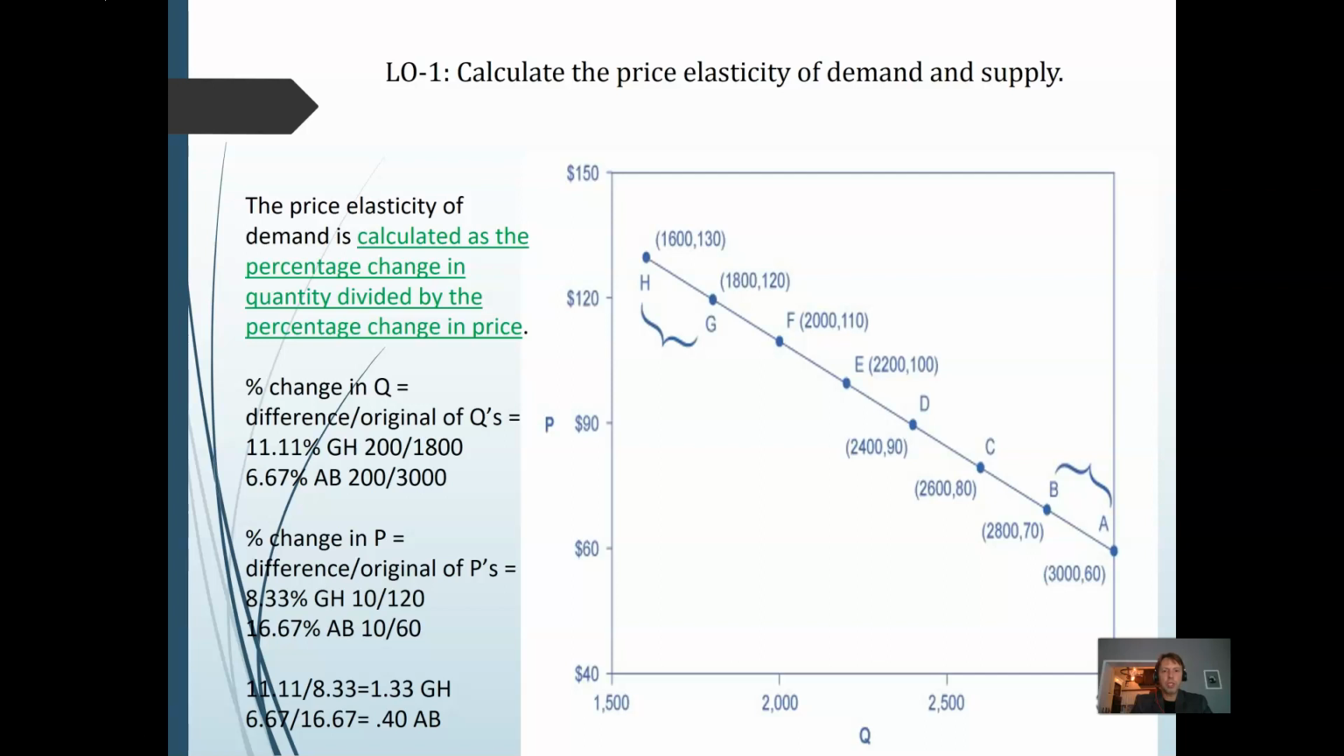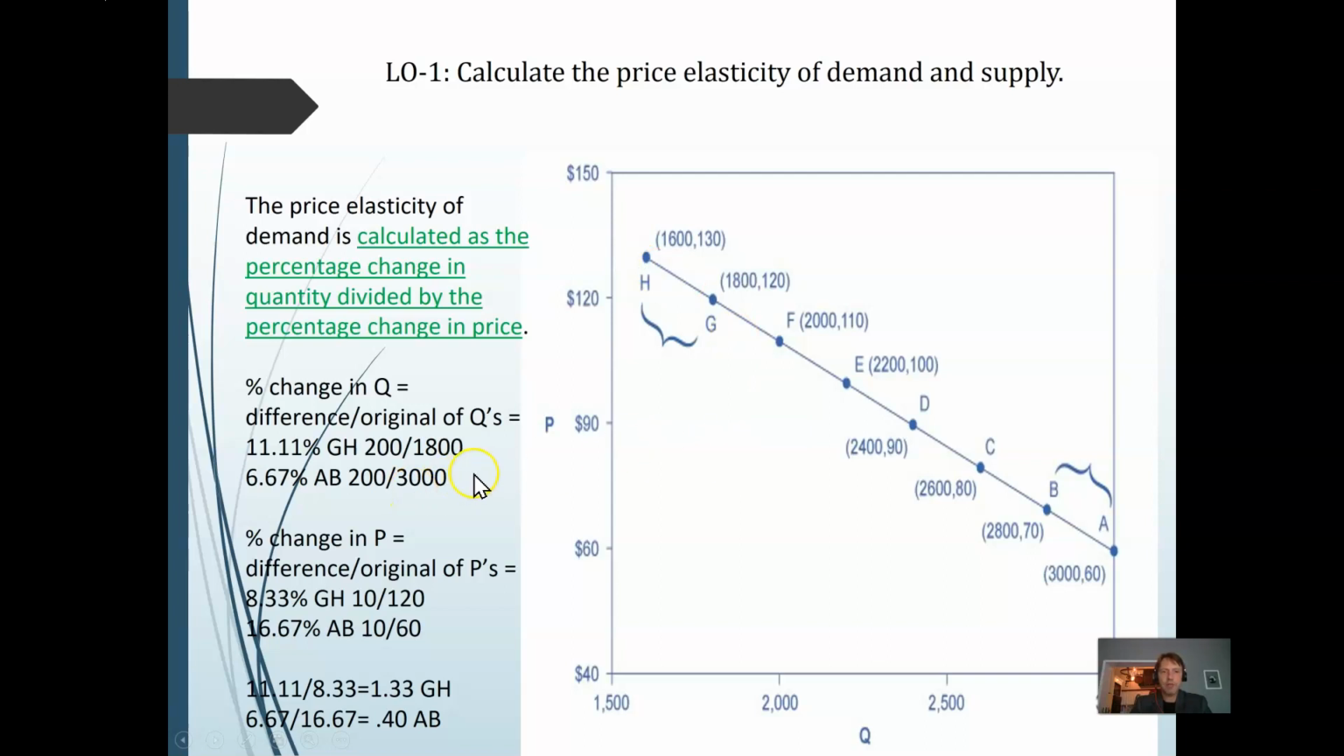So if we were to look at a demand line here, and I know it's a demand line because it's going down, remember, and I was trying to calculate the elasticity, I have to understand the percentage changes. There's a couple different movements between G and H, which you'll see highlighted here, and between A and B. I'm just going to assume that A comes before B, G comes before H. That's why I've calculated it the way that I have.